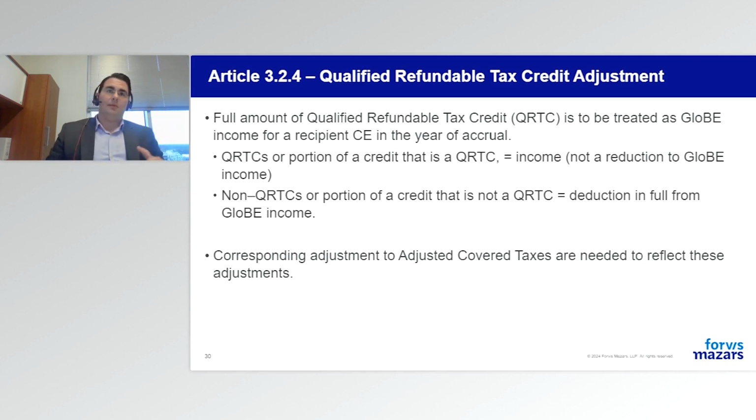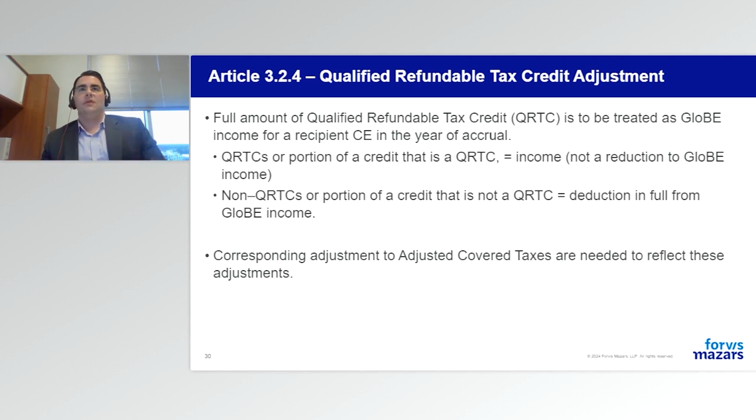Now it's a spectrum, right? I mentioned earlier that you look at this as a spectrum, and it very much is that way, because you could have a portion of a credit that is a QRTC and a portion that is not a QRTC. So if it's a QRTC, it's income, it's not a reduction. If there's a portion that's disqualified or non-QRTC, it's seen as a deduction from GloBE income or loss.